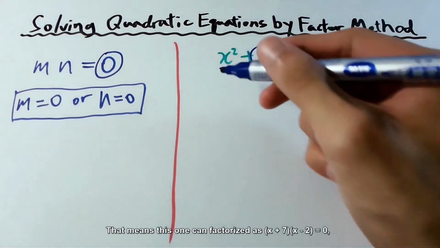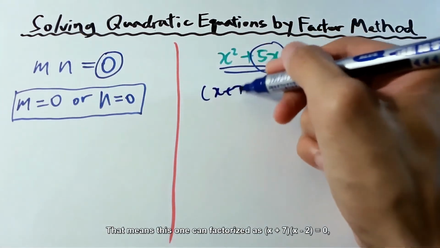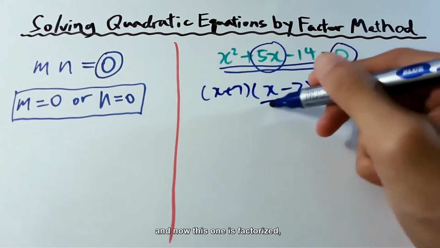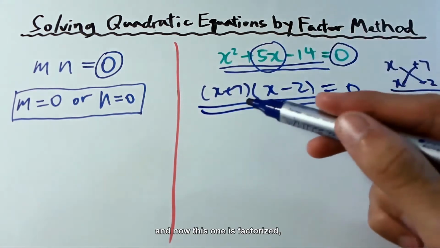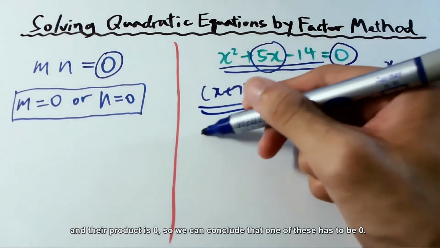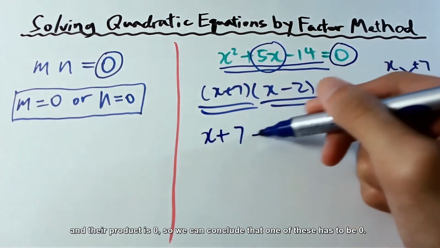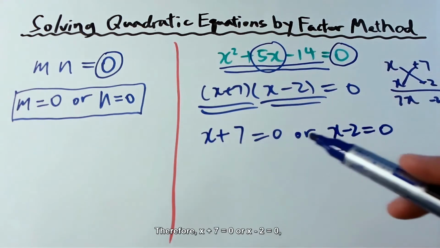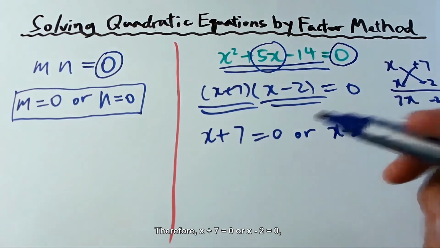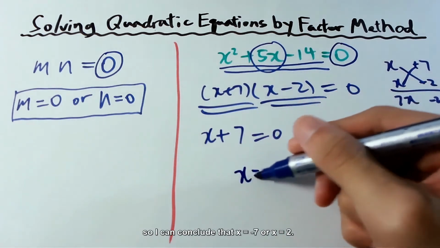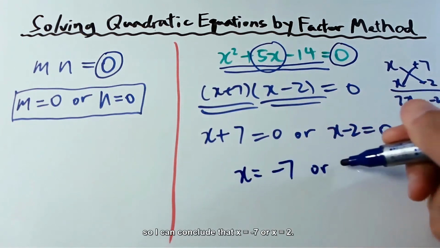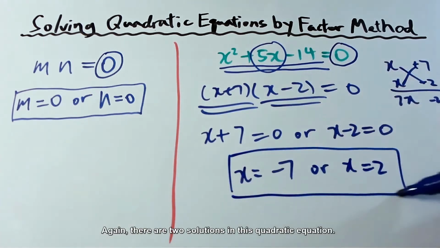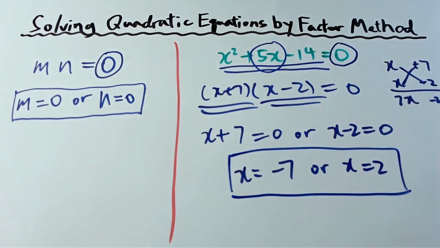That means this one can be factorized as x plus 7 times x minus 2 equals 0. And now this one is factorized, and their product is 0. So I can conclude that one of these has to be 0. Therefore, x plus 7 is 0, or x minus 2 is 0. So I can conclude that x is equal to minus 7 or x is equal to 2. Again, there are two solutions in this quadratic equation.